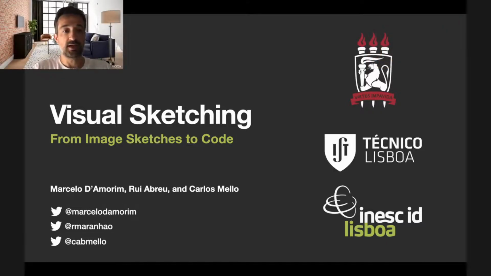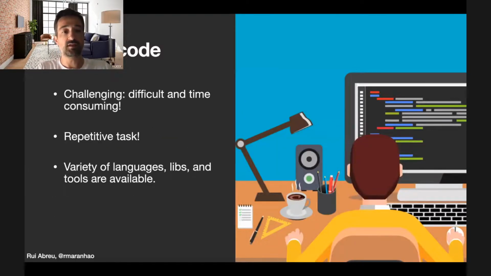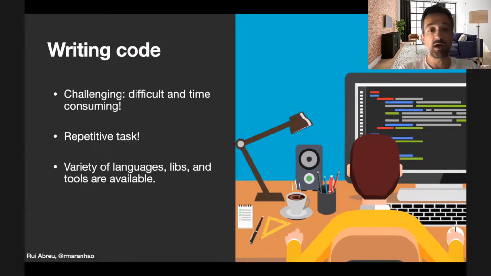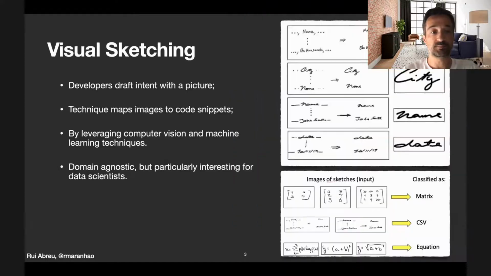So this talk is about visual sketching, a technique to map images into code. My name is Rui Abreu, and this is joint work with Marcelo Damorim and Carlos Melo. Writing code is challenging. A variety of languages, libraries, and coding tools are available today to solve different problems. However, keeping up with all the choices available can be daunting. Programmers therefore make mistakes for different reasons.